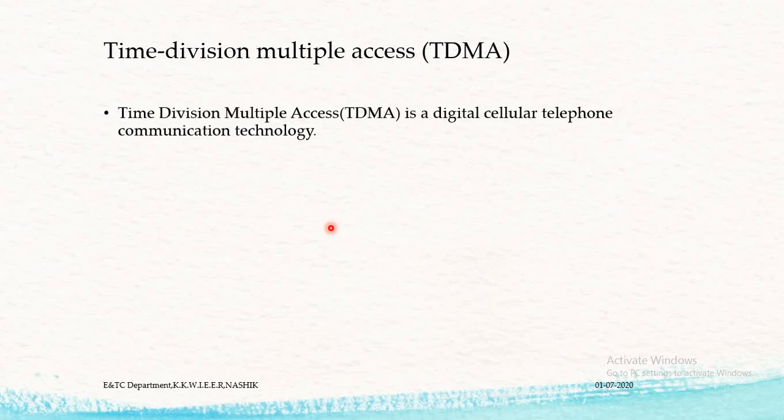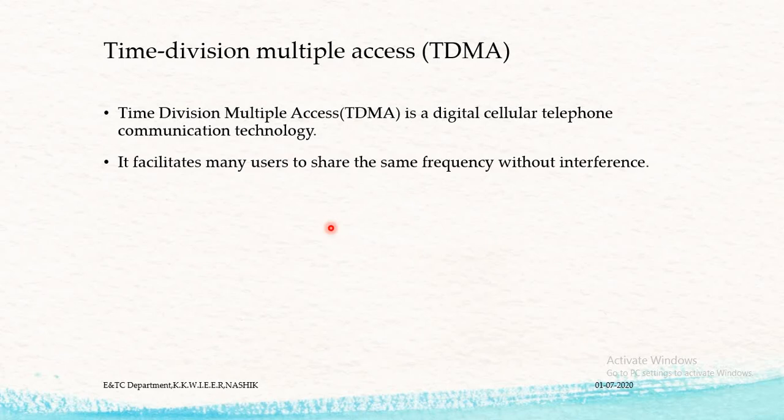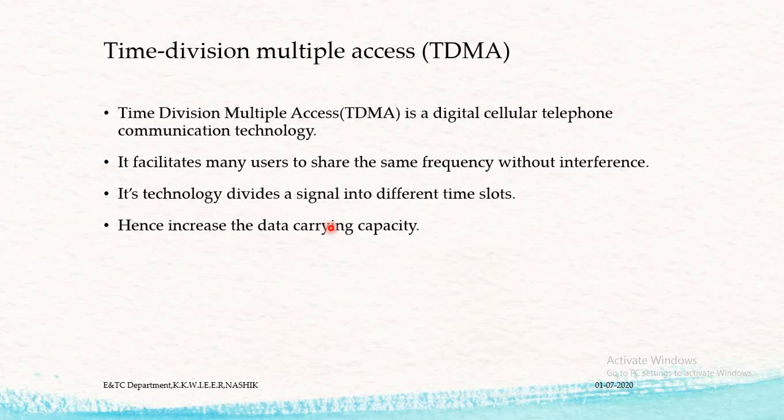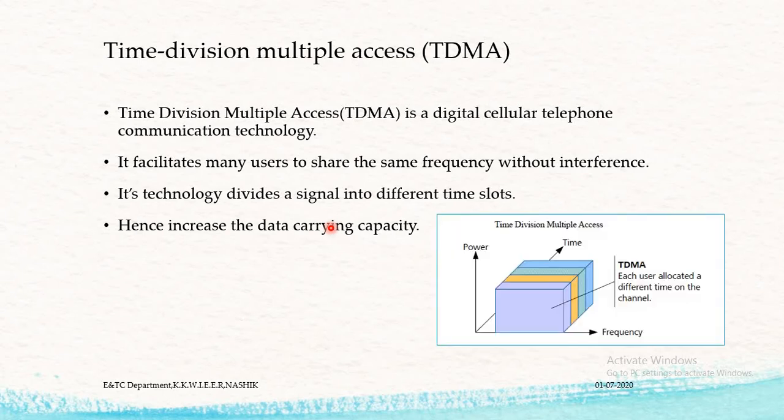TDMA is a digital cellular telephone communication network. It facilitates many users to share the same frequency without interference. Its technology divides a signal into different time slots. So here the time slot is a very important characteristic. We have divided the signals into different time slots, and hence it increases the data carrying capacity. So this is a diagram of TDMA.